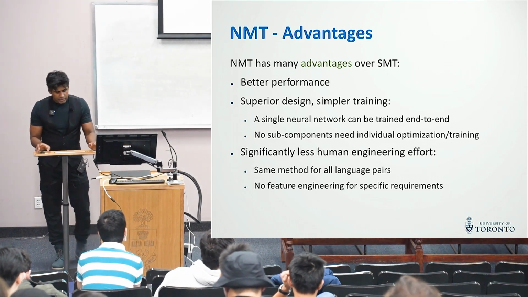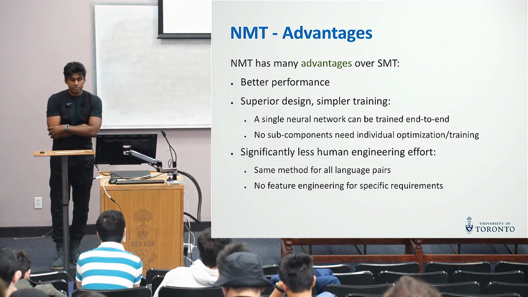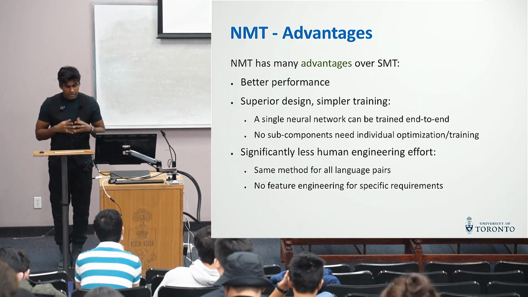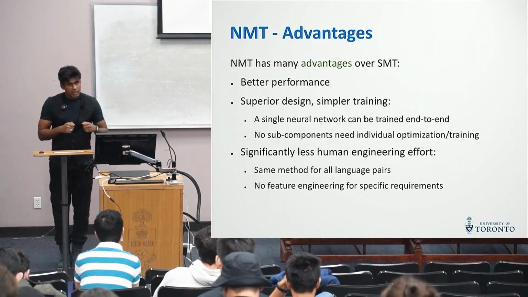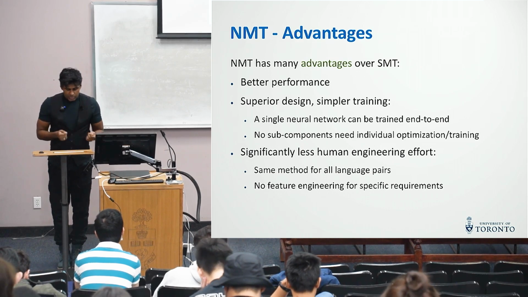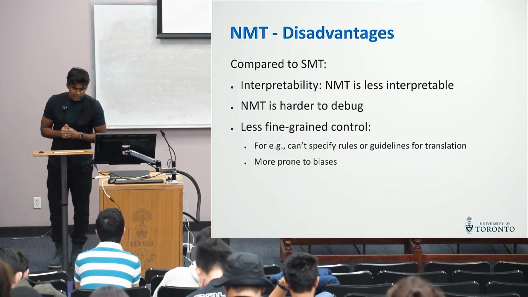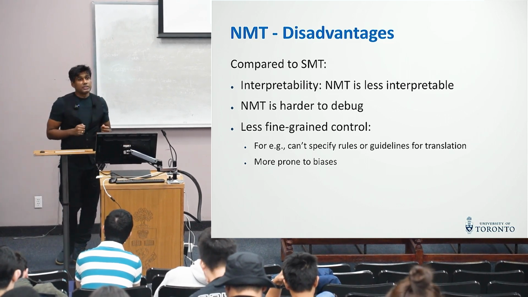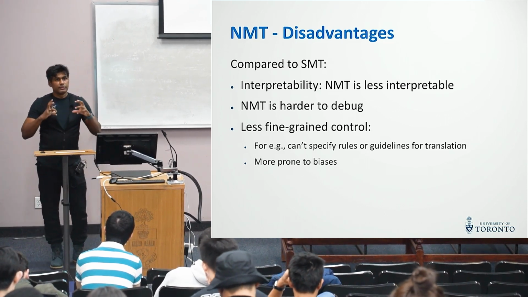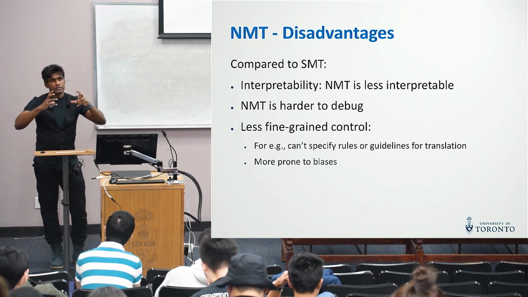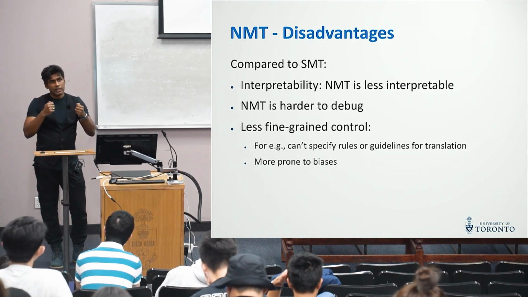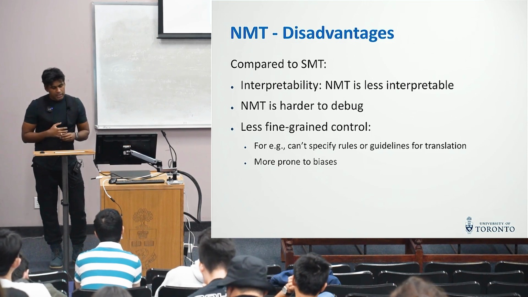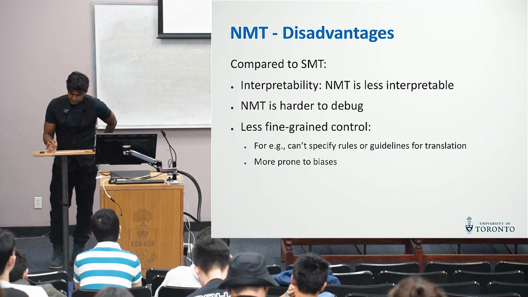So then we have the advantages of neural machine translation, which maybe you already know about: better performance, end-to-end training, less human intervention, and so on. The disadvantage is that compared to statistical machine translation, NMT is less interpretable because of the generic nature of neural models. It's a black box you're fitting, and you don't have control over what's happening inside the black box. It's harder to debug and has less fine-grained control.